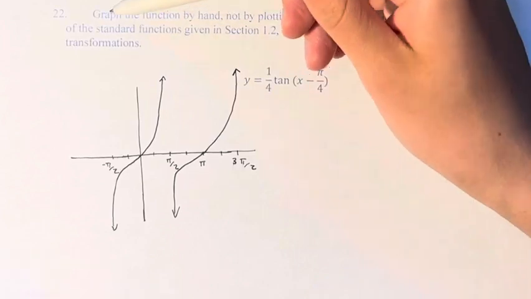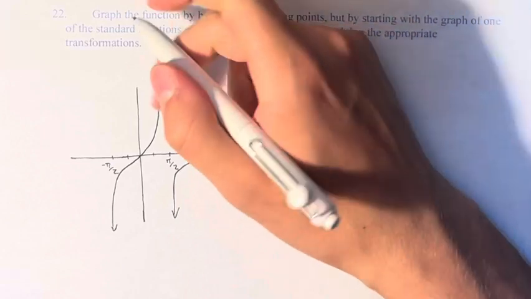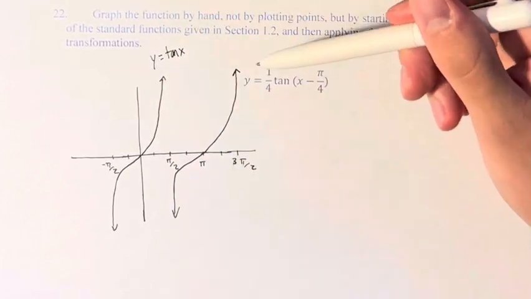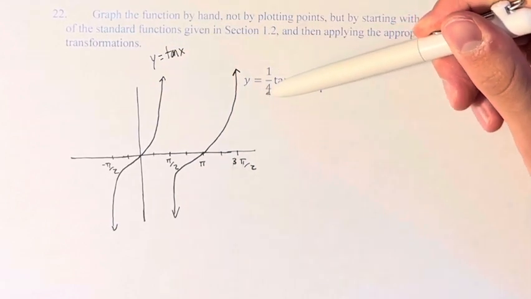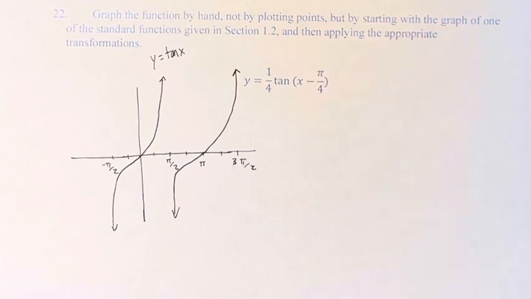In this problem, we're asked to graph the function by hand, not by plotting points, but by starting with the graph of one of these standard functions. Here we have the graph of y equals tangent x, and then applying the appropriate transformations. So here we have y is equal to 1/4 tangent of x minus pi over 4.